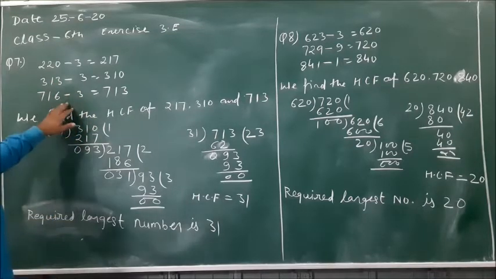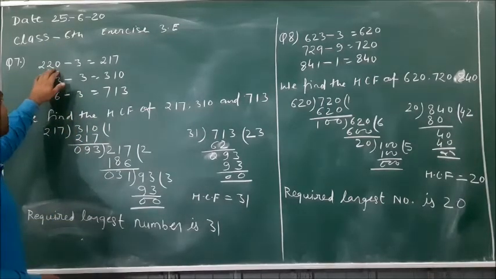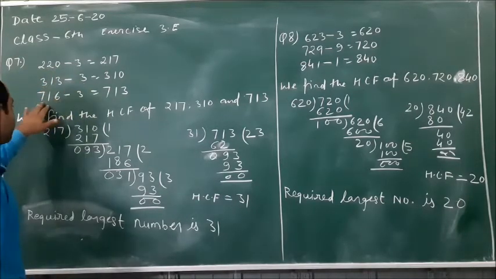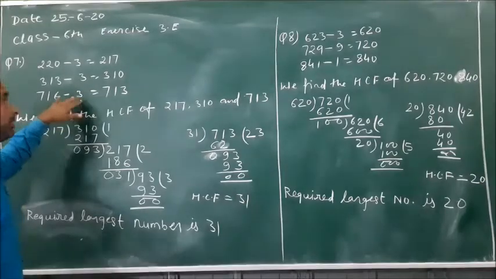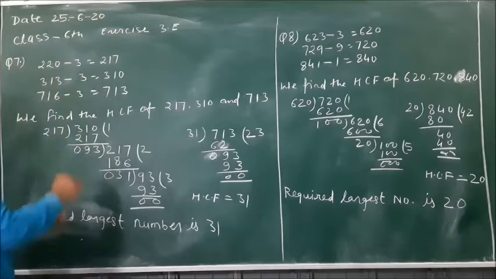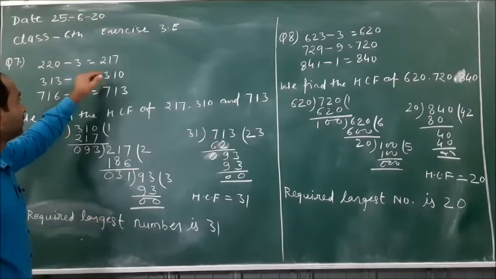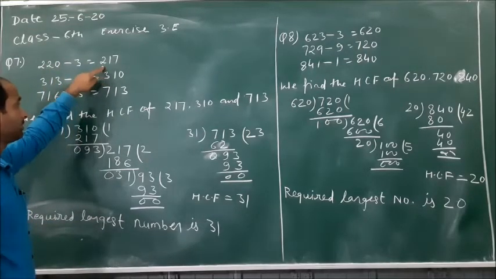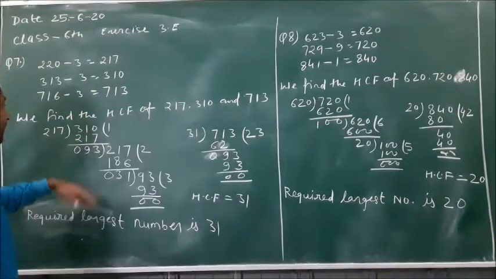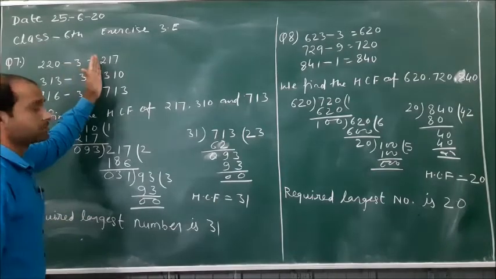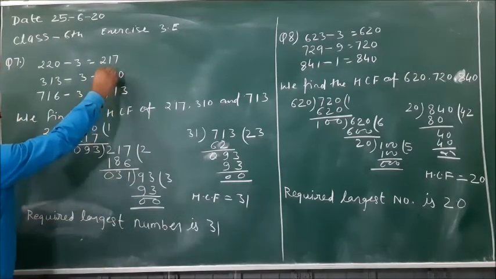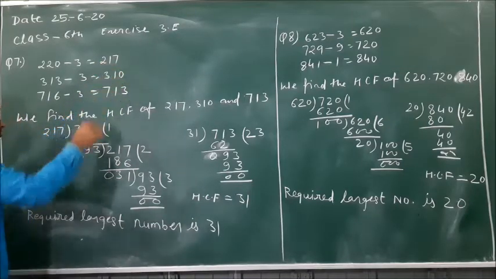When we divide by that number, the remainder should be 3. So first we subtract 3: 220 minus 3, 313 minus 3, 716 minus 3. Your new numbers are 217, 310 and 713. Then we find the HCF of these numbers.